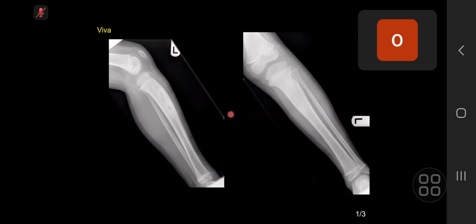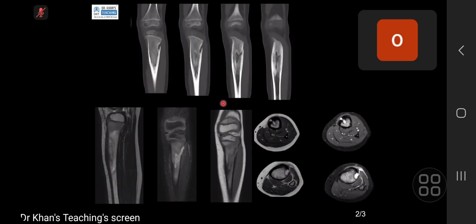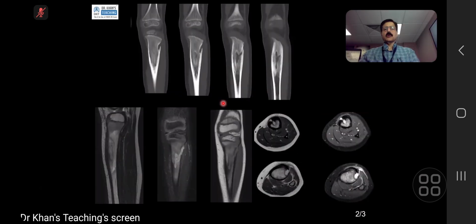So again, appearances are those of an aggressive process, considering the wide zone of transition of the changes. My differential diagnosis would include infection, Ewing's sarcoma, and maybe Langerhans cell histiocytosis. I don't think the lesion is intracortical, so I'm keeping osteoid osteoma out of the differential. CT and MR for you.